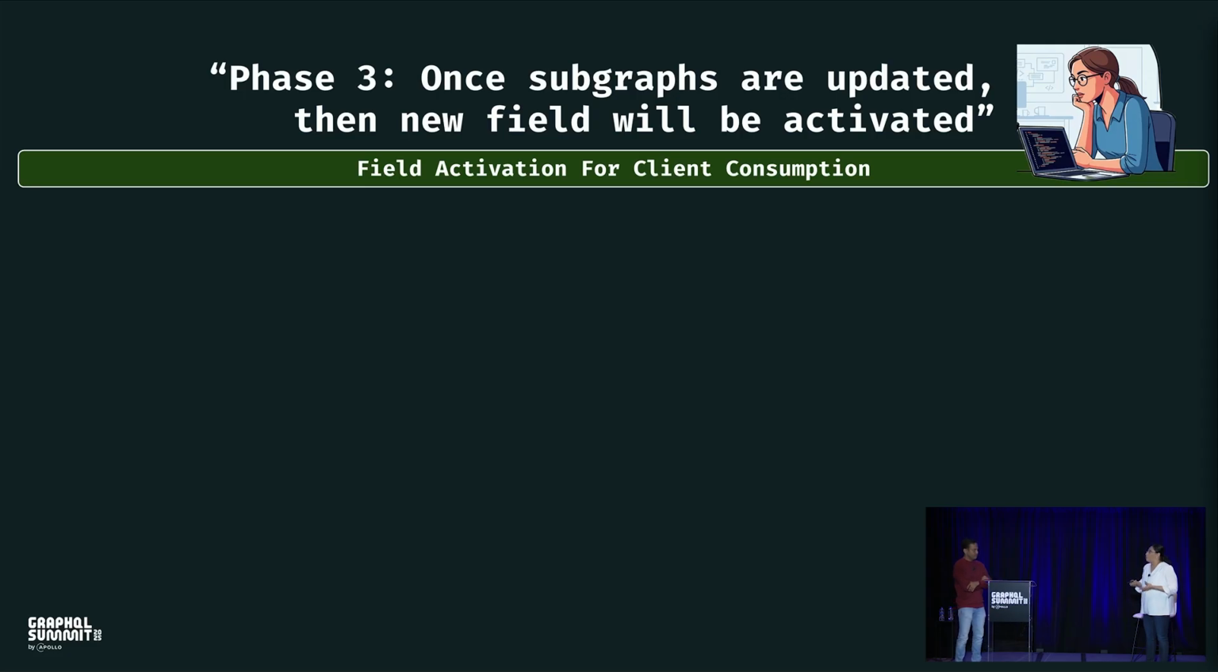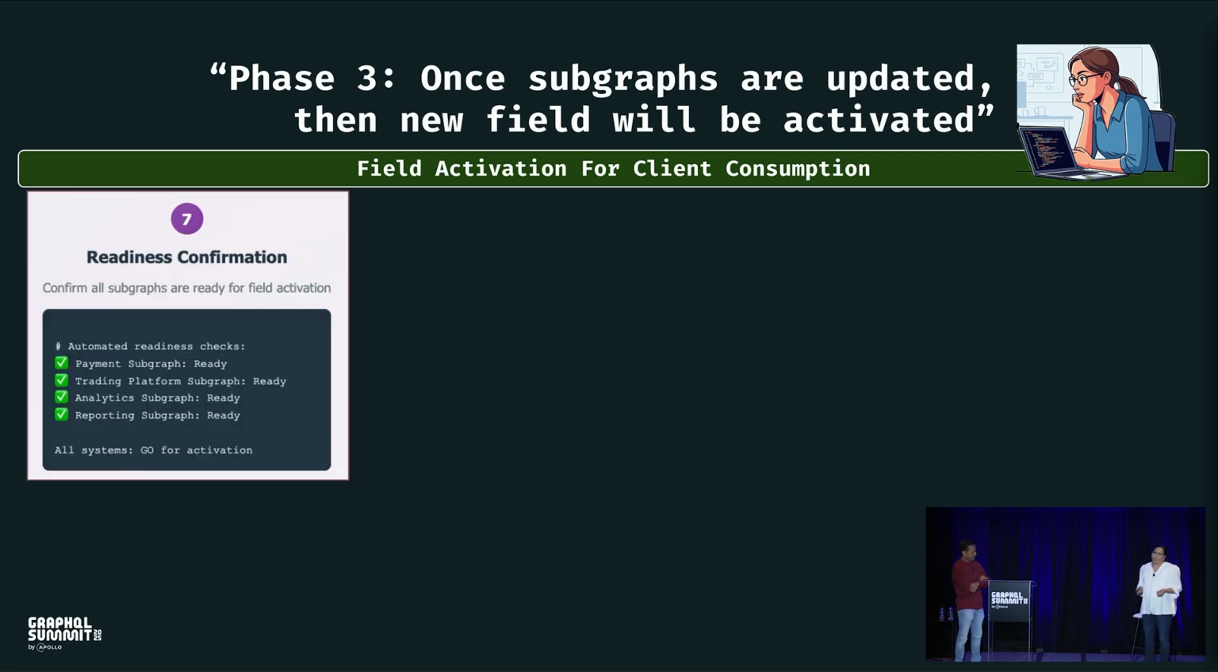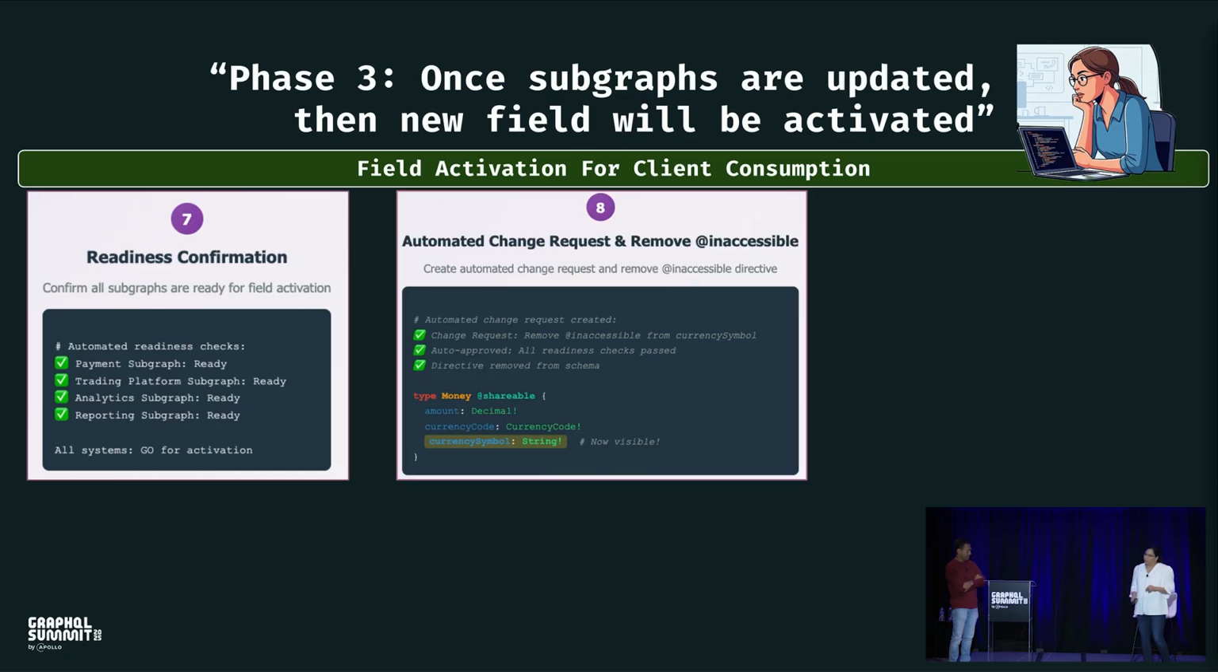We know that one step is to remove the inaccessible from the test subgraph so that the new field is visible to the client. But first, we confirm that all the subgraphs using the shared types have upgraded their common types library to include the version that contains the new field. So we automatically make a readiness check. The next step is to create an automated change request and remove the inaccessible directive from the new field in the test subgraph.